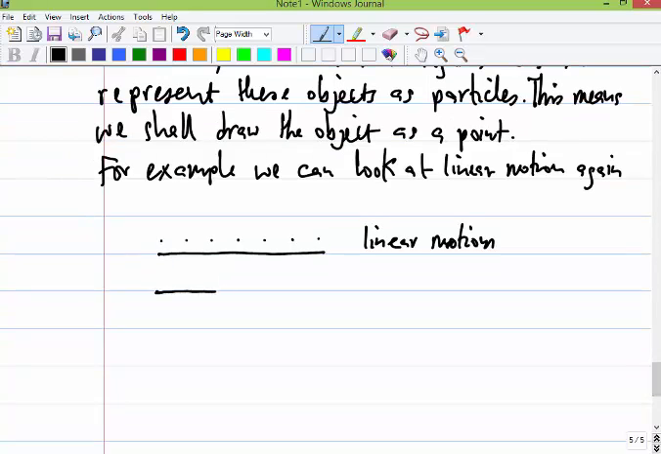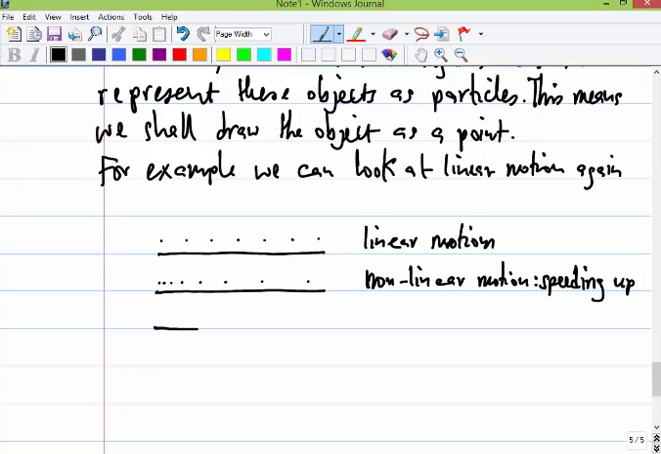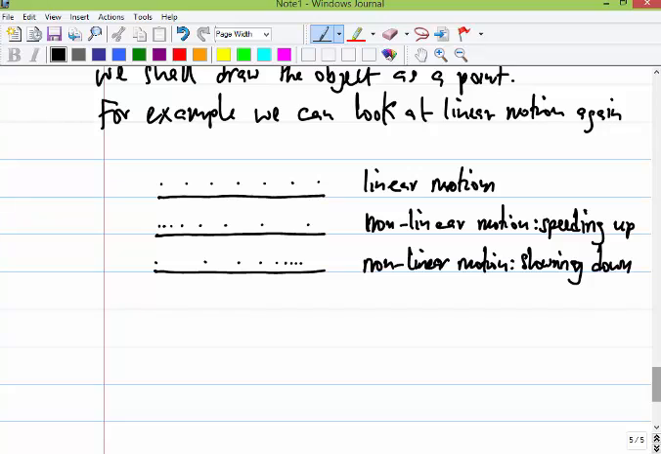For nonlinear motion, where the object is speeding up, I can draw an example. I can draw something like that. So this is nonlinear motion where the object is speeding up. And then I'll draw nonlinear motion where the object is slowing down. So this is nonlinear motion. This is slowing down.